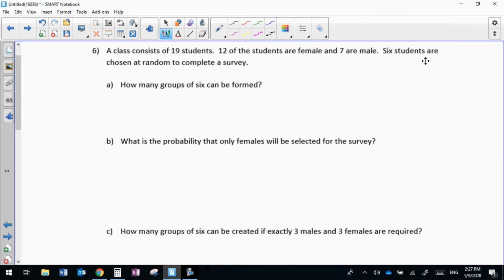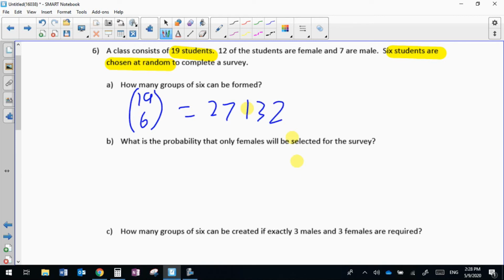In this next example, we have a class that consists of 19 students, and we want to choose 6 students at random to complete a survey. So how many groups of 6 can we form? Well, 19 choose 6, which on my calculator is 27,132 possible different groups of 6 people from the class of 19.